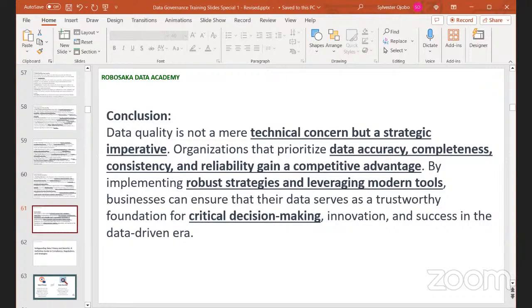Well, I can try. So, the conclusion says that we've been told the meaning of data quality. Data quality is not just a technical concern, but its main aim is to deal with data accuracy and completeness. And that completeness needs to be constant and reliable for a competitive advantage. And to crown it all, it says that you must put a robust strategy in place. So basically, it's very paramount. This is critical decision making in data quality. So for you to get to this end of critical decision making, your information must be accurate, complete, constant, and reliable. And trustworthy. Yeah, thank you.